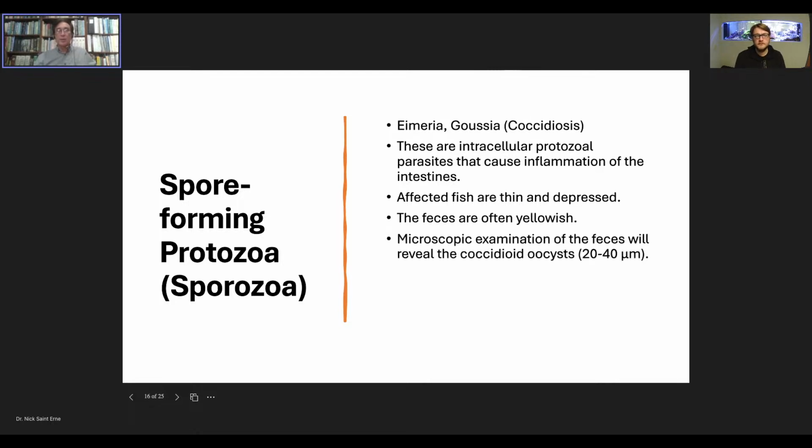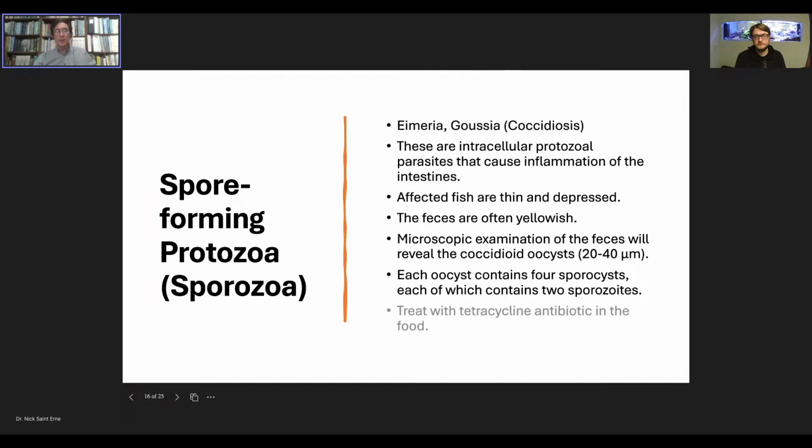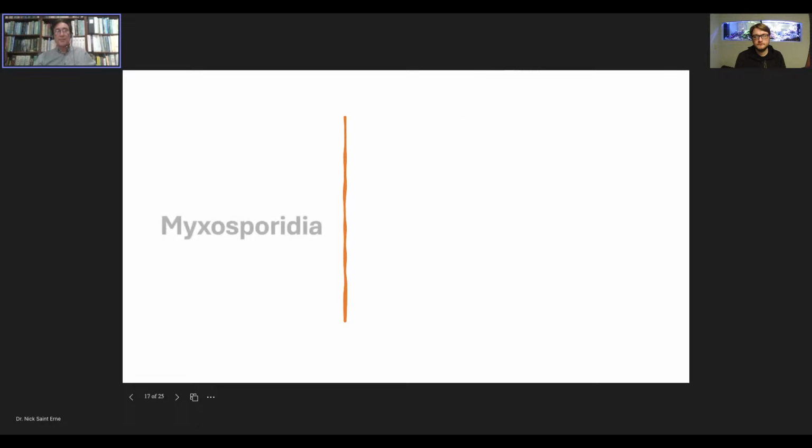If you take a sample of the feces and put it on a microscope slide and look at it under the microscope, you'll see these little oocysts embedded in there. They have four sporocytes with two sporozoites each. So I'll show you what those look like. And you can treat those with tetracycline in the food.